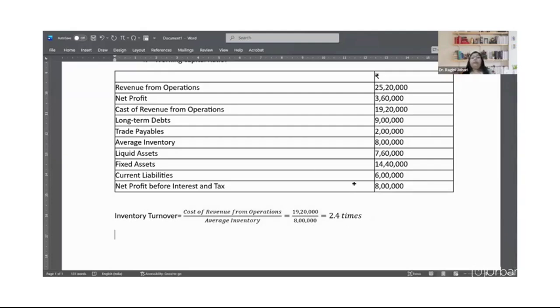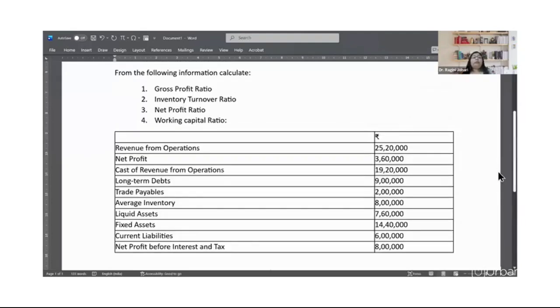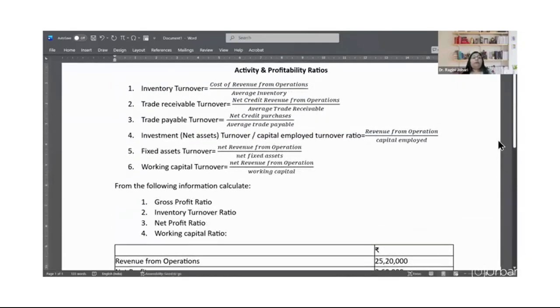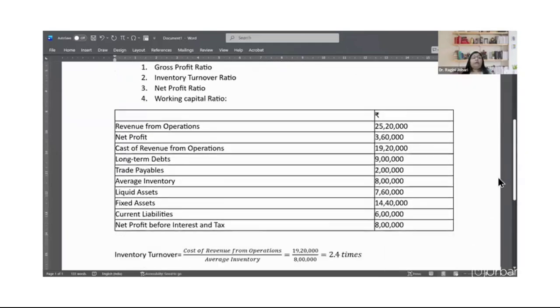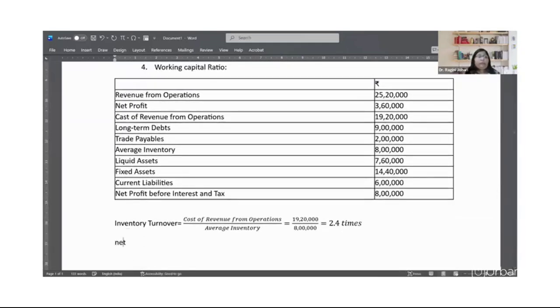Then the next ratio that we have is net profit ratio. Net profit ratio we have also worked out earlier, but we can do it again. So how do we find out net profit ratio? What is the formula? Students, net profit ratio is net profit divided by net revenue from operations into 100.